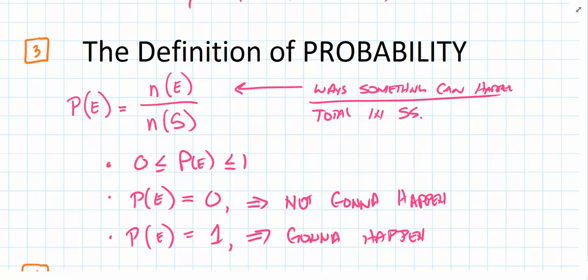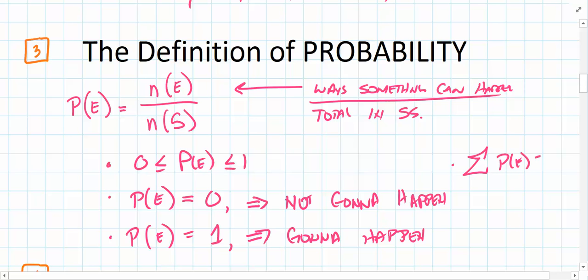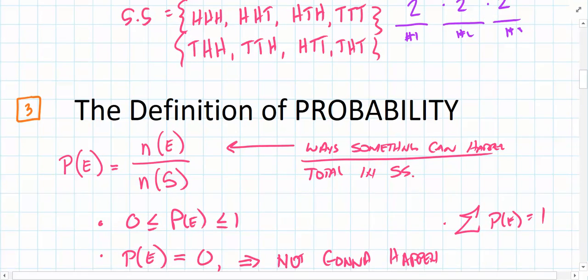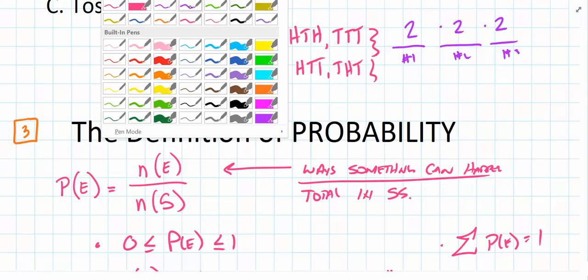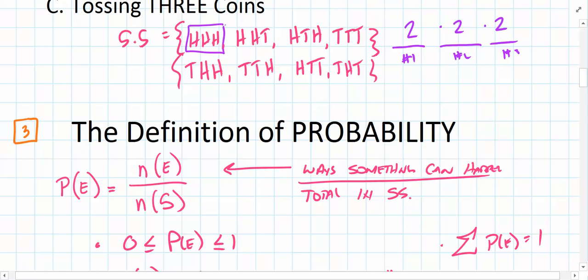Okay, and then last little note to know here. The sum of all the probabilities of your event have to add to 1. So what do I mean by that? Well, let's go back up to this one really quick, and let's talk about tossing 3 coins. What would be the probability of getting head, head, head? Well, the way that it could happen is 1 out of the grand total of 8. So the probability of getting head, head, head would be 1 out of 8.